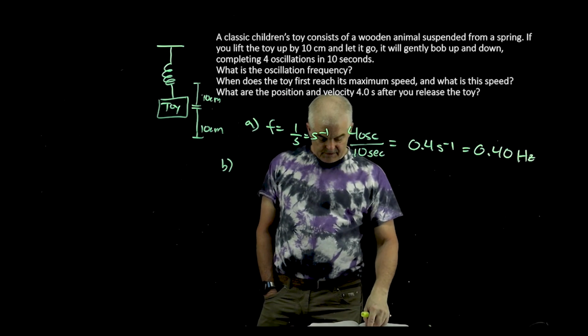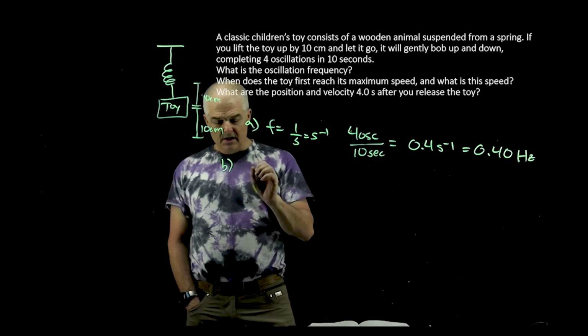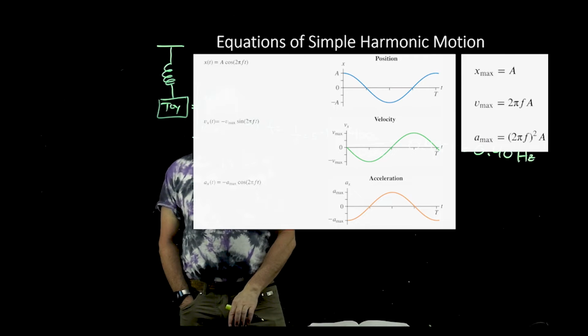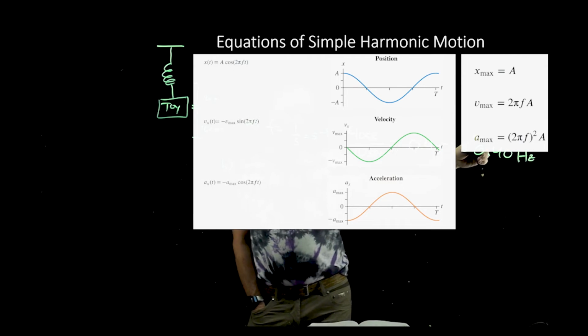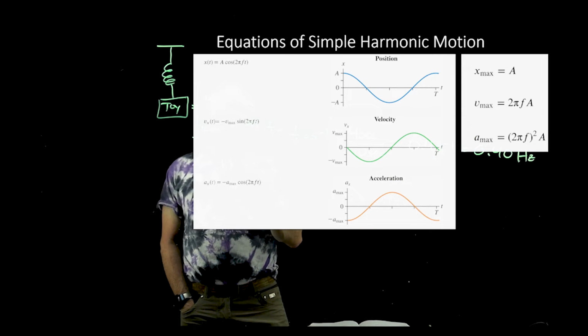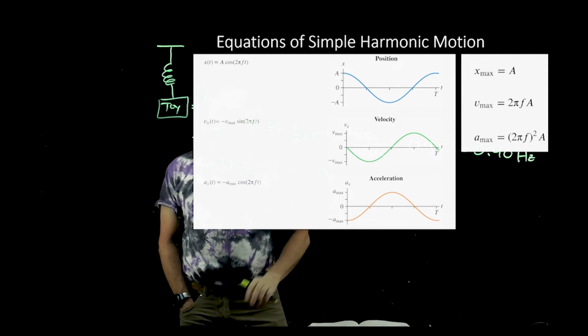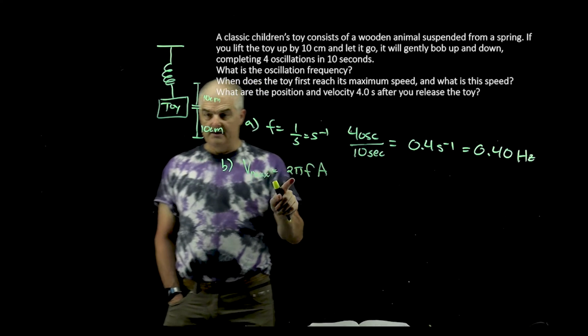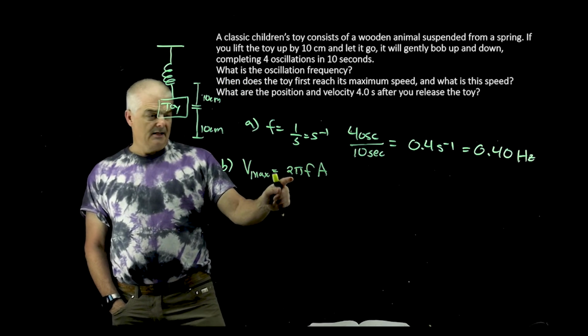What is the speed? So maximum speed, we're going to use the V max equation that we see here. So V max, I'll write it on the board. V max equals 2 pi FA. So here I've written it right here, 2 pi FA. And so I'm just going to plug this in.